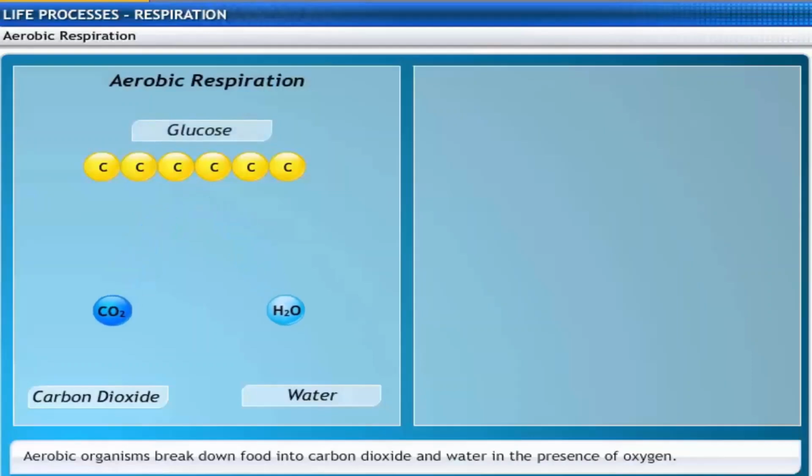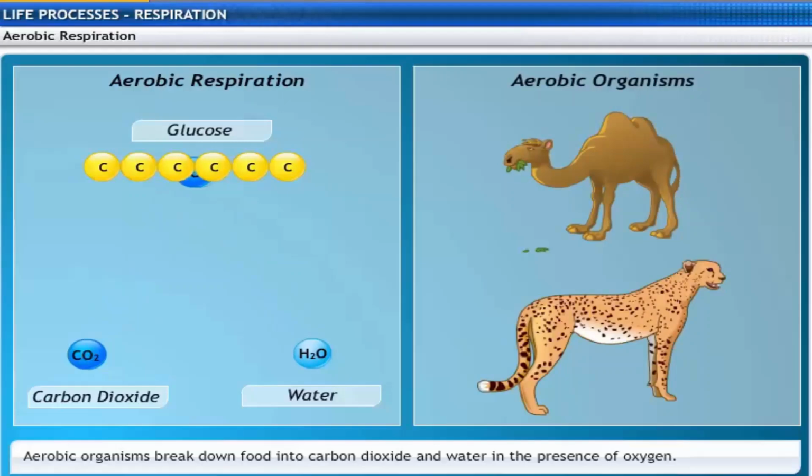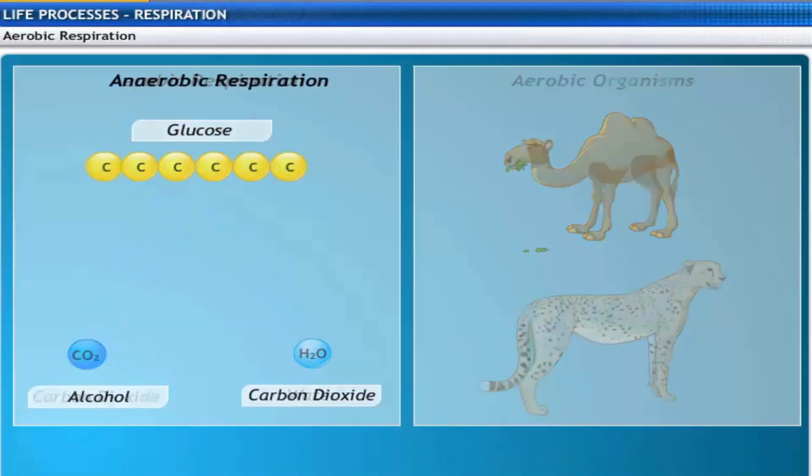Food in the form of glucose breaks down into carbon dioxide and water. Since this process takes place in the presence of oxygen, it is known as aerobic respiration. Organisms that break down their food in this manner are called aerobic organisms.